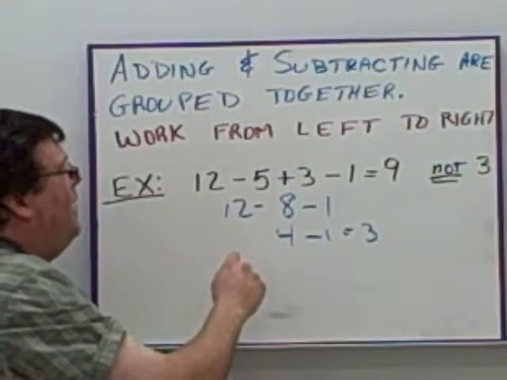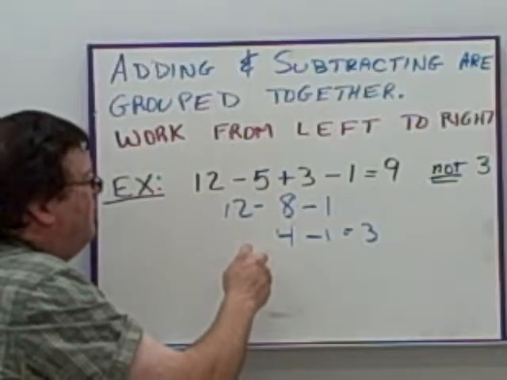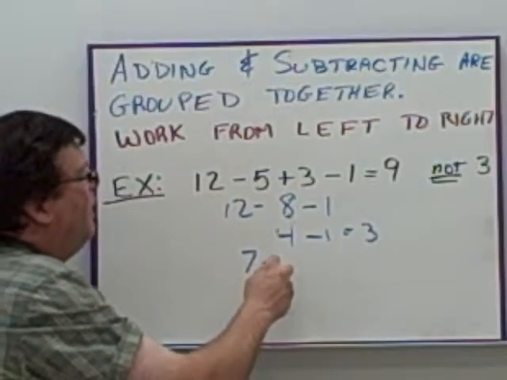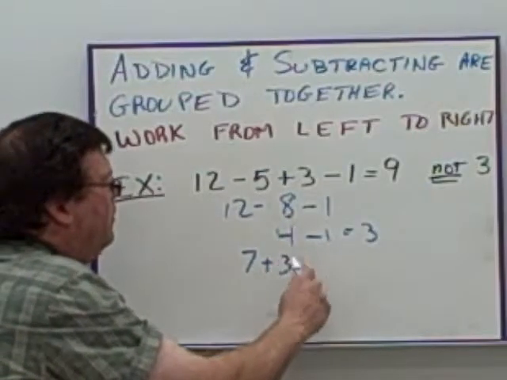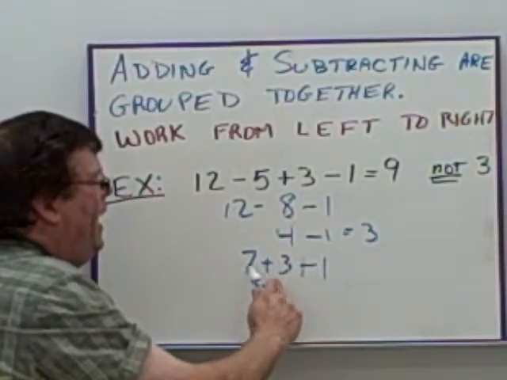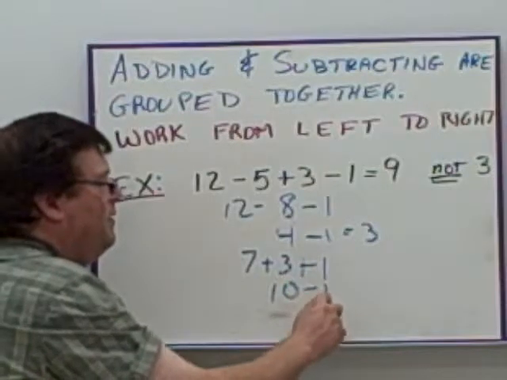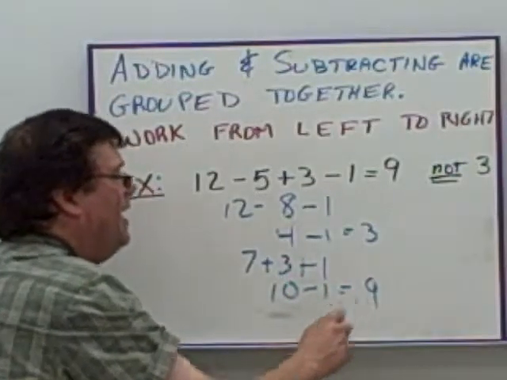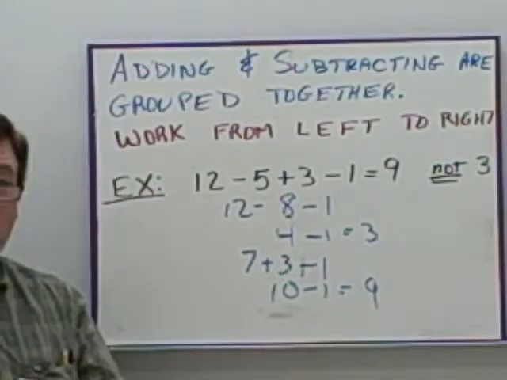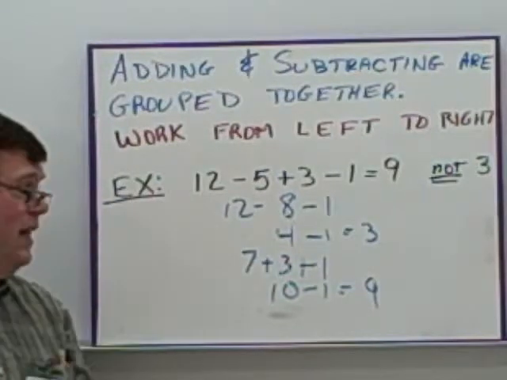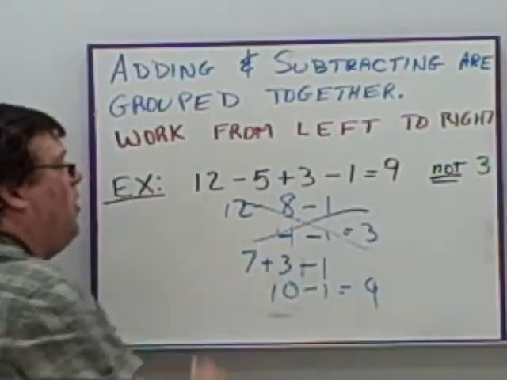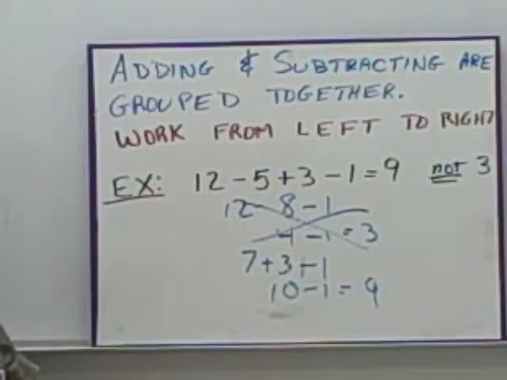12 minus 5 is going to give me 7. So I have 7 plus 3 minus 1. Now I'm going to add. 7 plus 3 is 10. 10 minus 1 is going to give me the 9. The order does make a difference in the answer. This is wrong. This is right.